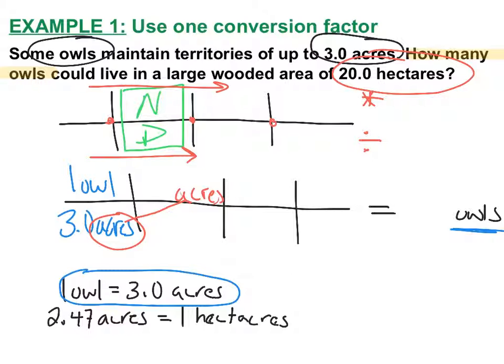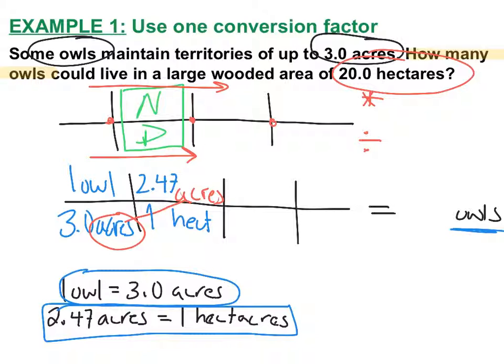The other conversion that I have that has acres in it is right here. So that's 2.47 acres to 1 hectare. And because I have acres on top and acres on the bottom, they cross each other out. So now I have owls on the top and hectares on the bottom. I don't want hectares in my final answer. So I need to get rid of hectares, and the only way to do that is by putting it on top. The only thing I have that has hectares in it is right here, my 20 hectares. Hectares are on the top, hectares are on the bottom, they cross each other out, and the only thing I have left is my owls.